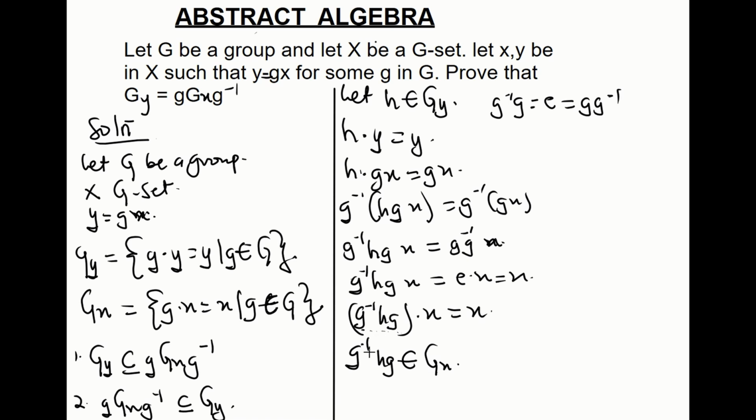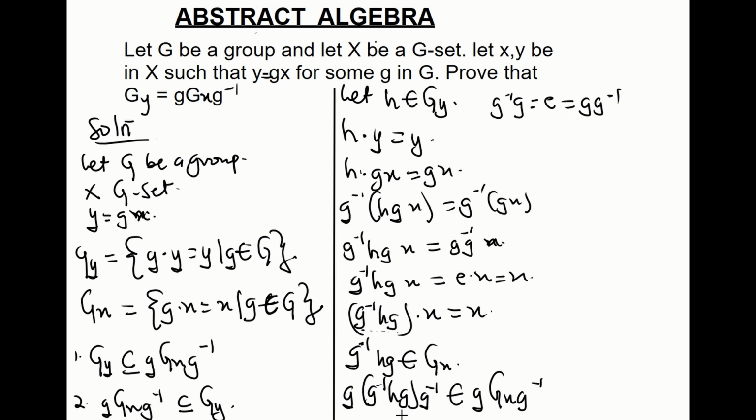Now that we have seen that g inverse h g is in the stabilizer of x, what can we do over here? Let's try to multiply both left and right by g and g inverse. So let's do g times (g inverse h g) times g inverse. Since we do left and right multiplication with g and g inverse here, we also do the same on the stabilizer side: g G_x g inverse.